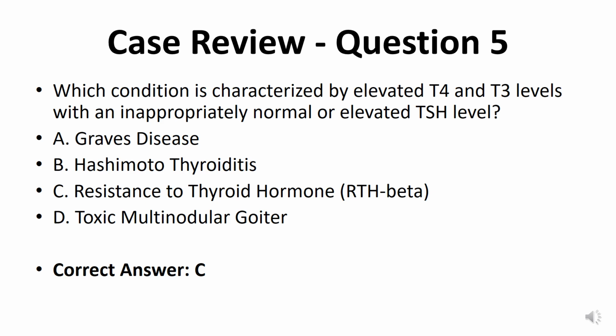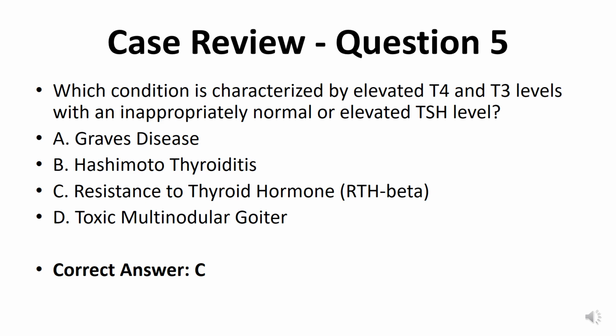Option A, Graves' disease, causes true hyperthyroidism due to thyroid-stimulating immunoglobulins activating the TSH receptor. In Graves' disease, T4 and T3 rise, but TSH becomes strongly suppressed because feedback mechanisms are still functioning normally. Option B, Hashimoto thyroiditis, is primarily a cause of hypothyroidism due to autoimmune destruction of the thyroid gland. Patients usually develop elevated TSH with low thyroid hormone levels.